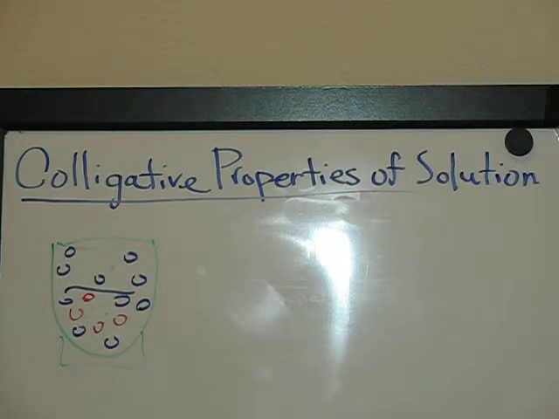The definition of boiling point is the temperature at which the vapor pressure of the liquid equals the atmospheric pressure. Vapor pressure decreases, so more heat is needed to increase the vapor pressure to equal the atmospheric pressure. So the boiling point of the solution with a non-volatile solute is higher than the boiling point of the pure solvent.